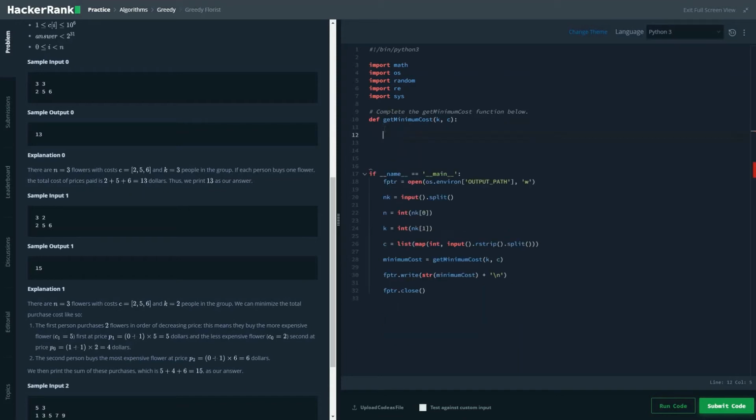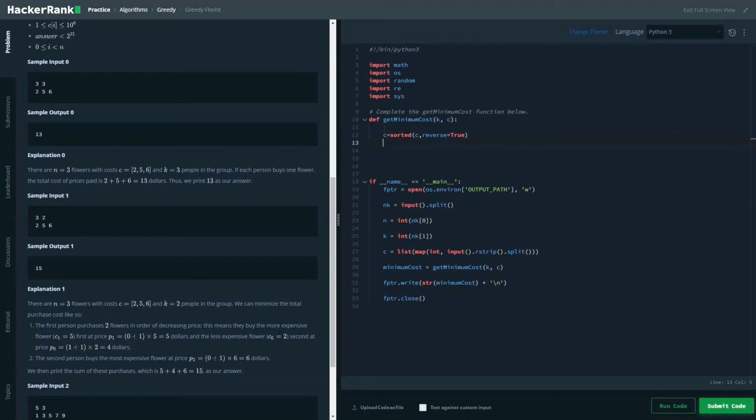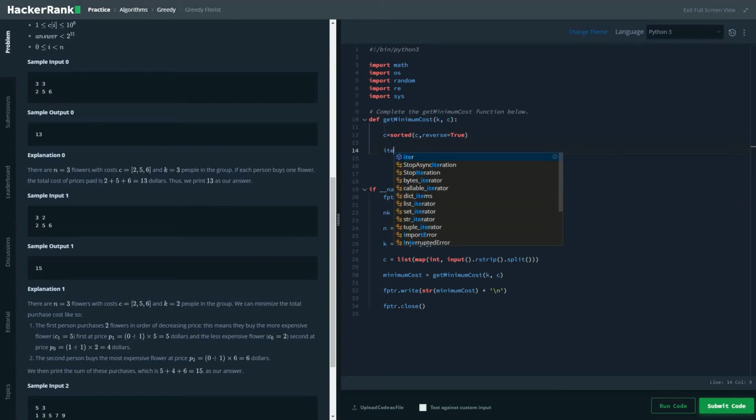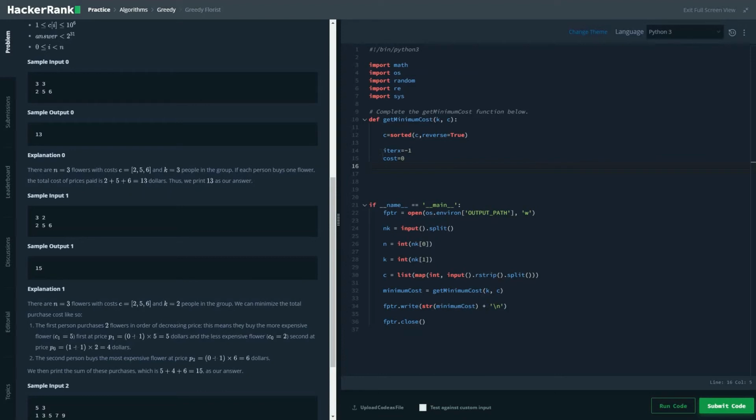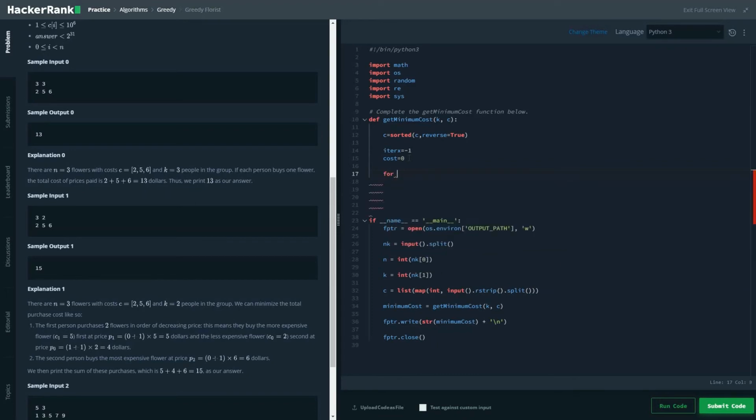So let's do it. C equal to sorted of the list, with reverse equal to true. Here we will be summing our cost, so we initialize our cost variable. We will create a loop for i in range, looping over the list of flowers, so it would be 0 to the length of the list.